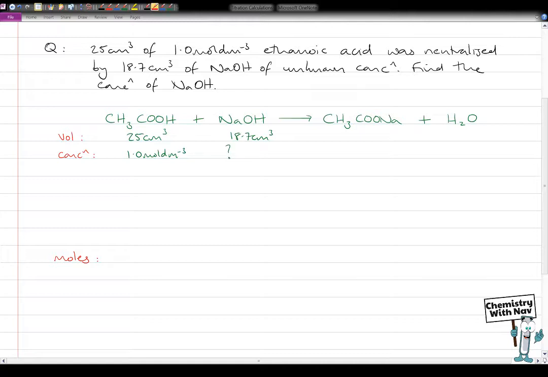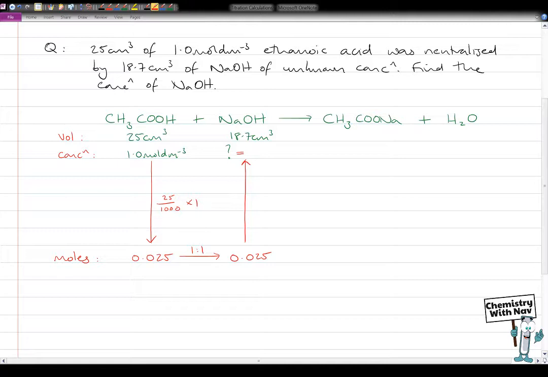The way that I'm going to calculate this is, as I have done in other mole calculations, come down to moles. So the calculation is 25 over 1000 times 1, which is quite conveniently 0.025. I have to go across, but I apply a mole ratio. In this case it's a nice 1-to-1. So that gives me 0.025 moles of sodium hydroxide as well. And now we just need to go up to find the concentration.